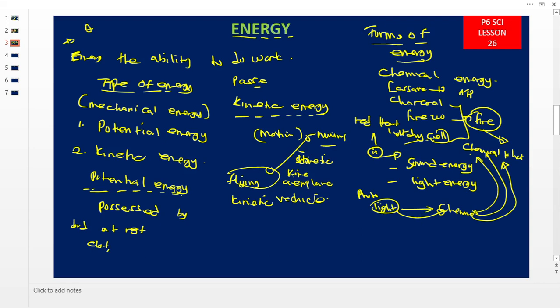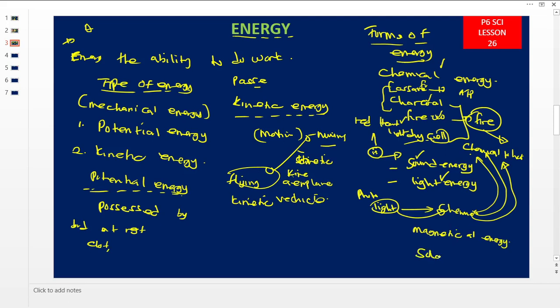So the other forms of energy, so far we have said we have sound energy, light energy, heat energy, and chemical energy. And things with chemical energy, we've said, are the food we eat, the charcoal, and also the firewood. And again, we have magnetic energy, and we shall discuss this one in detail when we join P7 fully. Magnetic energy, as in magnetism.